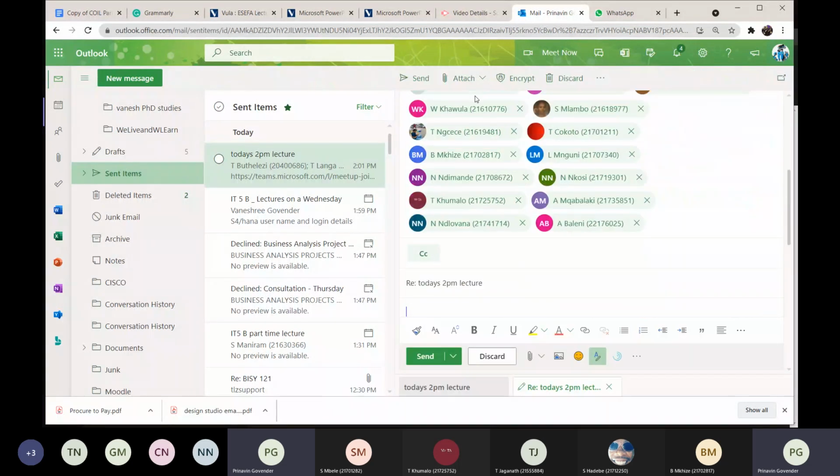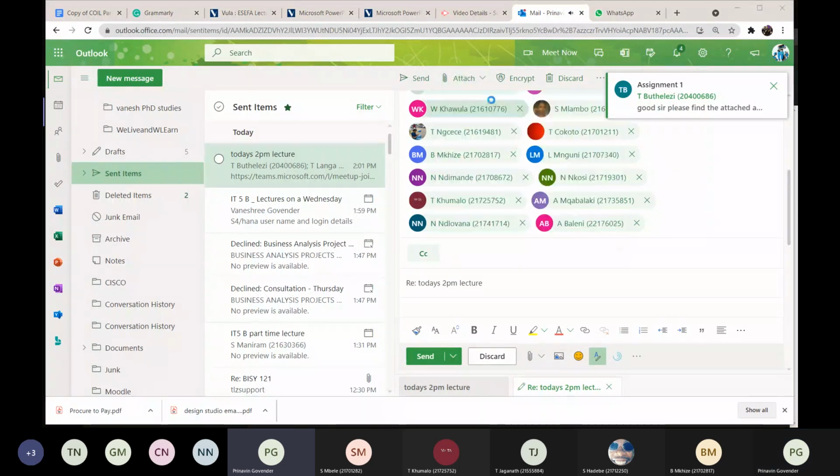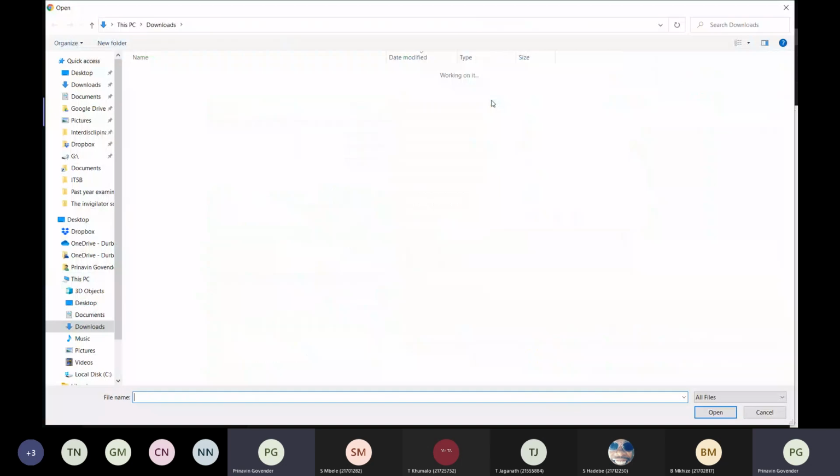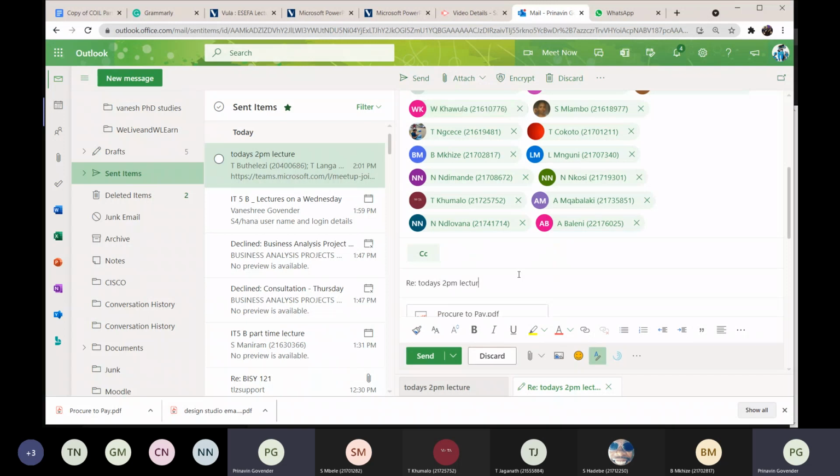And it's in MS Teams. What do you think of that? Am I good or what? Oh, Mr. Butilesi sent me assignment 1 now. Oh my goodness.